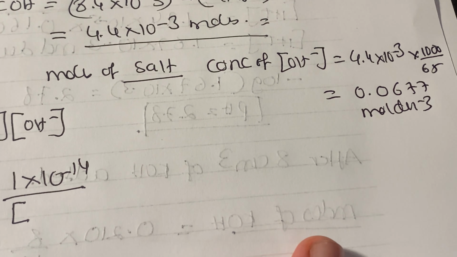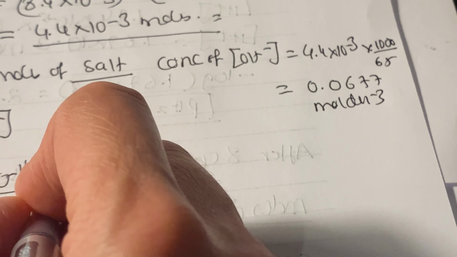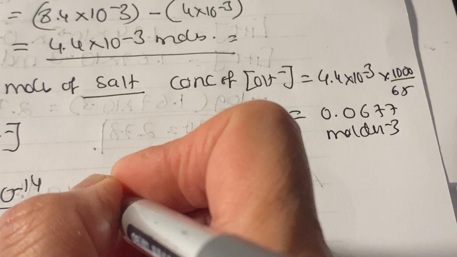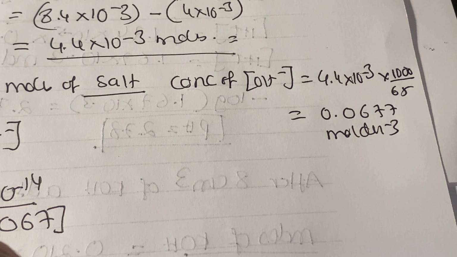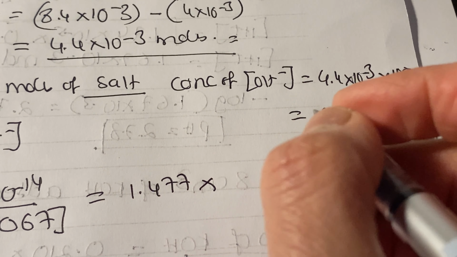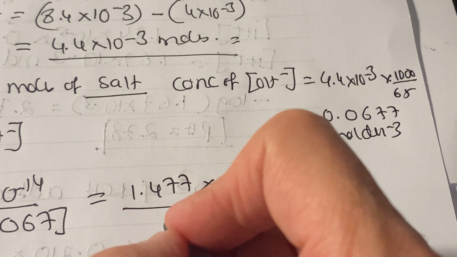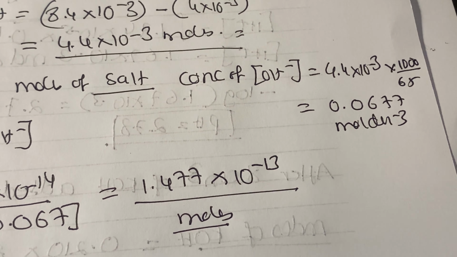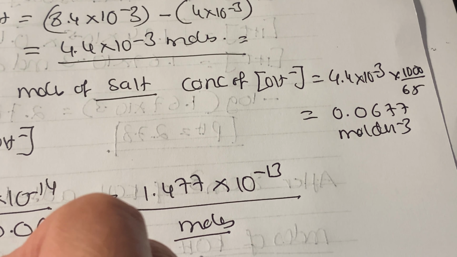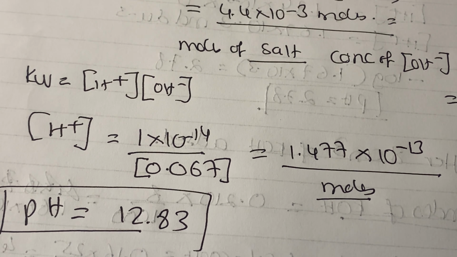Okay, now we can plug that in here, 0.067, which is going to be equal to 1.477 × 10^-13 as the concentration of hydrogen ions. So pH is going to equal 12.83. That's how you answer this whole big question.